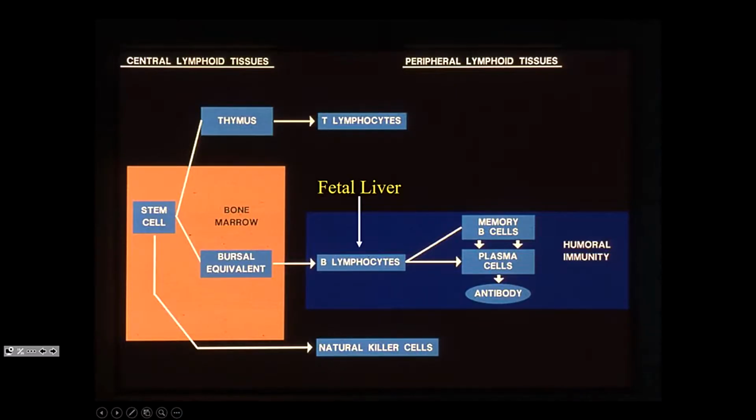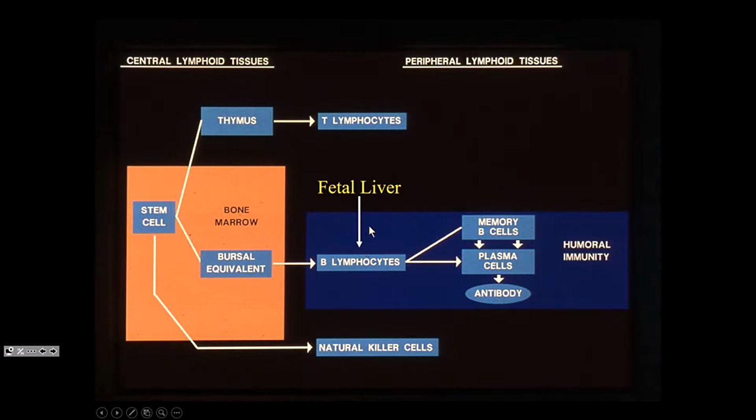Okay, so here's our bone marrow, and it releases the B lymphocytes into the circulatory system. Some of those B lymphocytes will become plasma cells to produce antibodies, and a few of them will also become memory cells, so that if you ever get infected again by that same organism, the body can mount a much more rapid response.